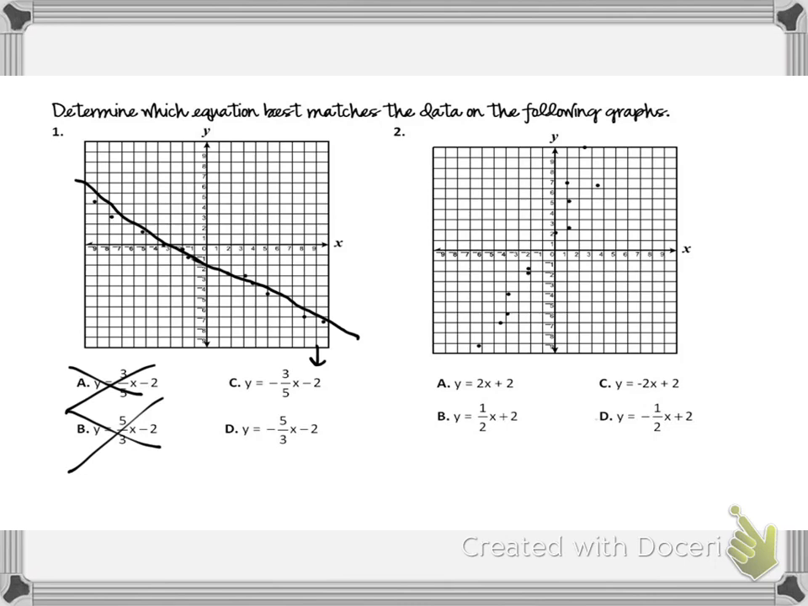So now I'm just going to count slope. Is it down 3 to the right 5, or is it down 5 to the right 3? So I'm going to start at negative 2, and I'm going to go down 3 to the right 1, 2, 3, 4, 5. Okay, and see if that one works. I'm also going to go down 5 and to the right 3. So I'm going to guess that C is the one that fits the line the best.